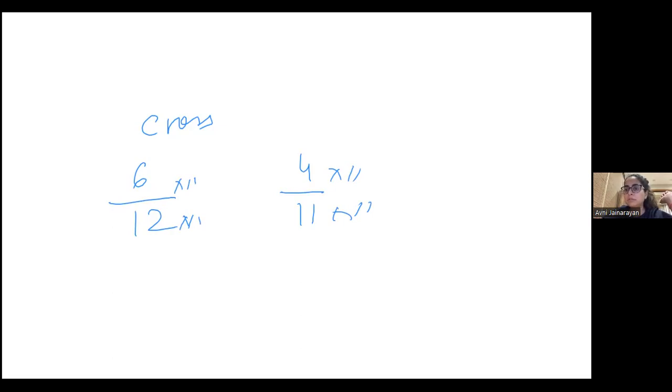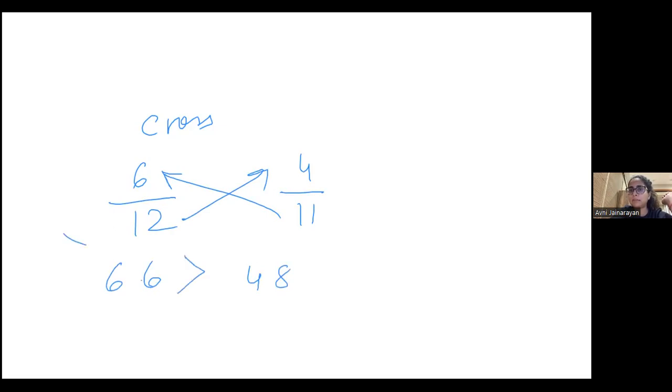So here the child should know that instead of doing this way, he should do the other way around, that is cross multiplication. Multiply this with this, and this with this. It becomes 66 and it becomes 48. And since this side is big, which means 6 upon 11, 6 is big. So 6 upon 12 is bigger than 4 upon 11. Understood? So this is unlike fraction.